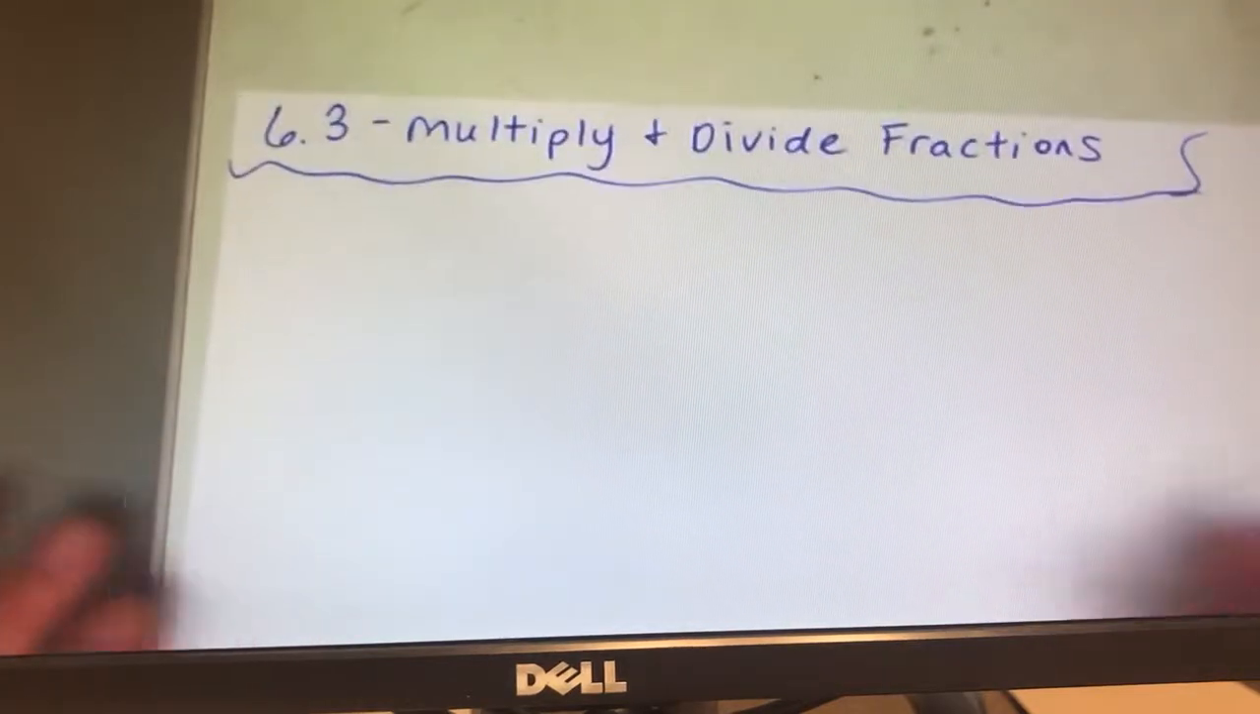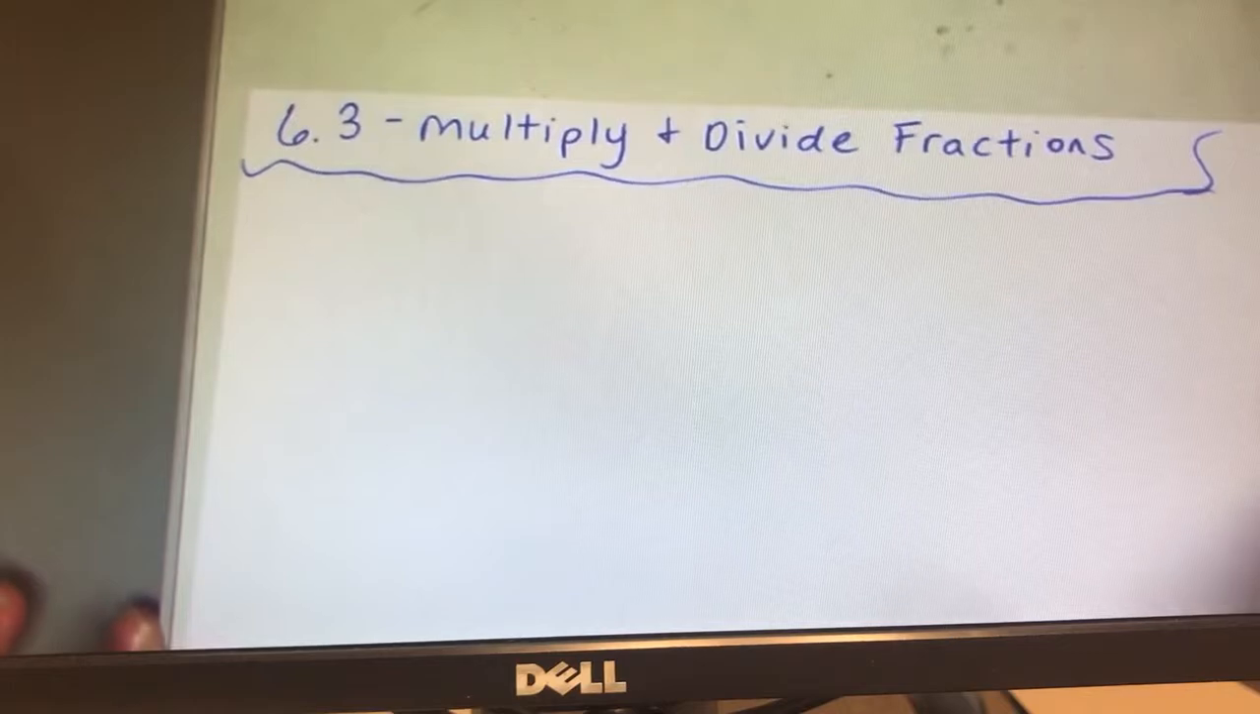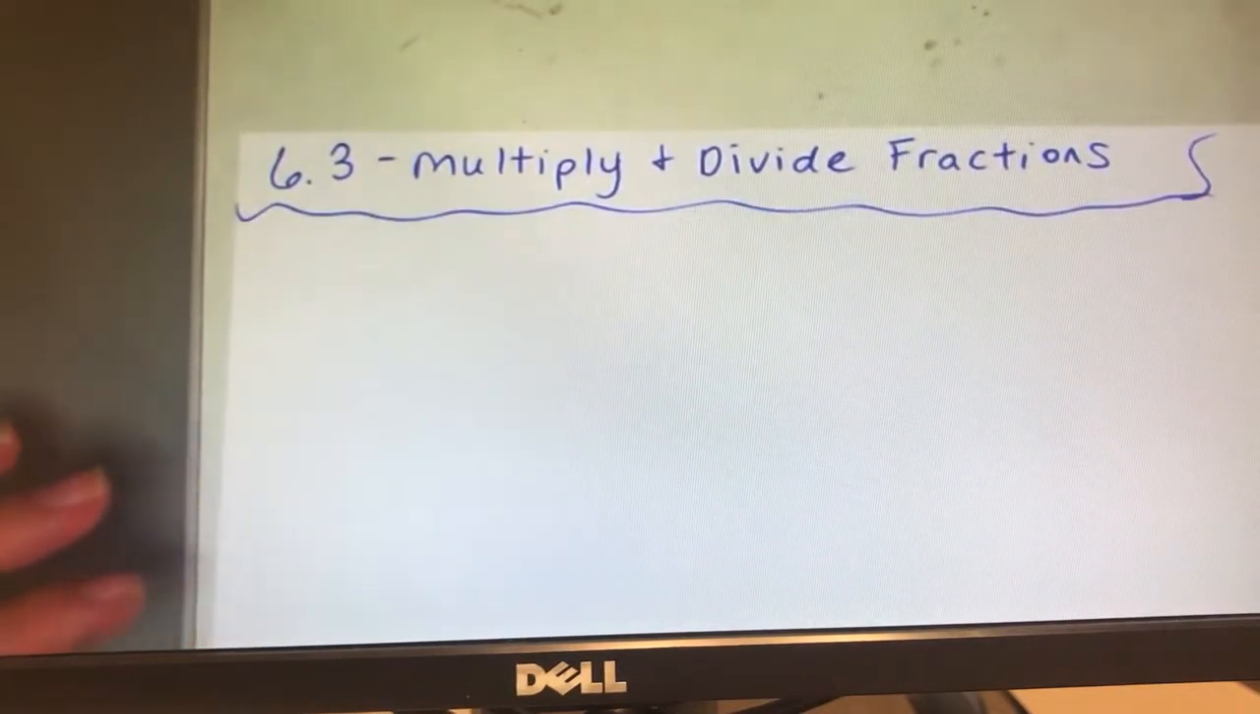All right, so that was adding and subtracting like and unlike fractions. And the last thing we're going to do now, we're going to go on to section 6.3, which is multiply and divide fractions. So we've added and subtracted. Now we are going to multiply and divide. So we're going to start with multiplication.